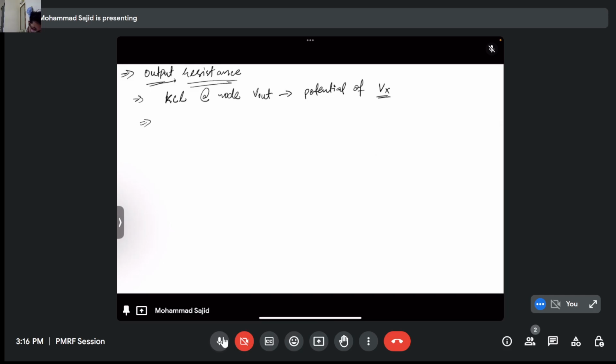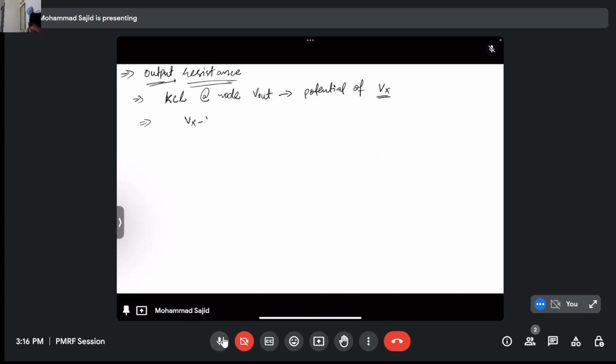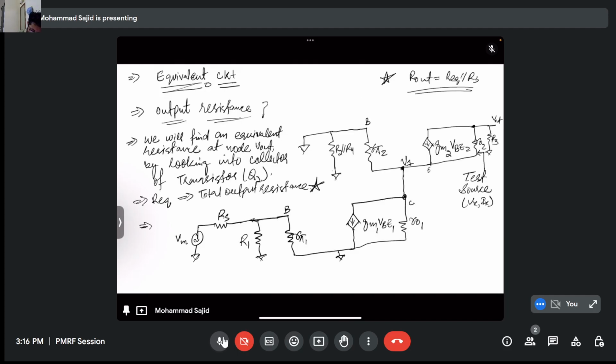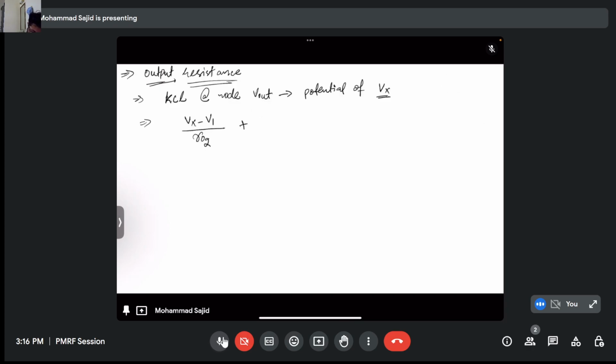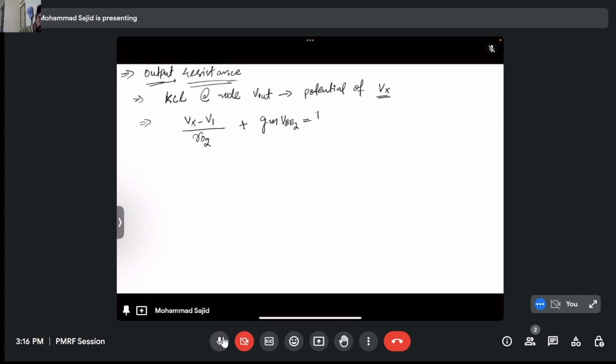So if we just start with KCL, this will be Vx minus V1 by RO2, right? This is at Vx, this is at V1. So it will be Vx minus V1 by RO2, plus the current flowing through Q2, which is Gm VBE2, right? And it will be equivalent to the current going into the node, that is Ix, right?